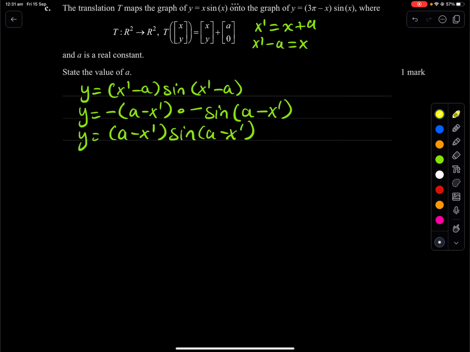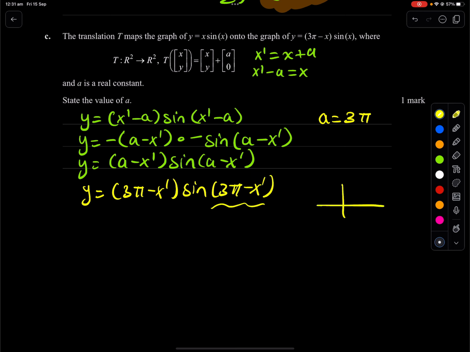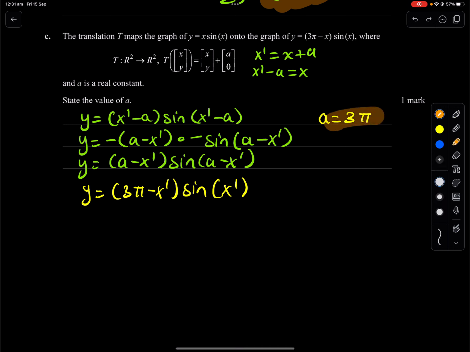And here, if a is 3 pi, because look at this, if a is 3 pi, let's see what happens. So if we say 3 pi minus x dash, sine 3 pi minus x dash. Now here, this actually simplifies, because think of it like this: 3 pi is like saying it's pi minus x. So pi minus x, which is over here, CAST, well, sine is positive, so this expression can be simplified to x dash sine x dash. So a equals 3 pi. So yeah, it's not too bad.